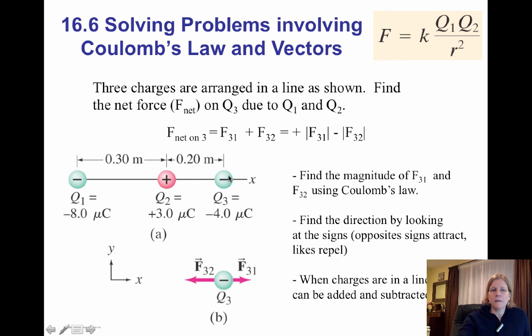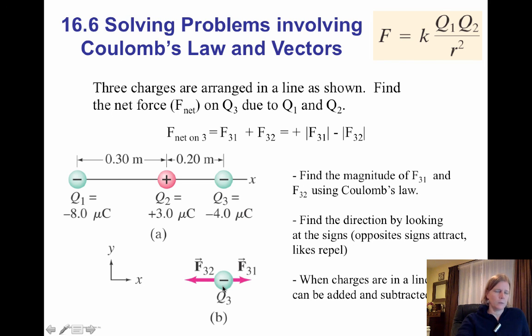And then I need the force on 3 due to 2. They are opposite charges, they attract. So the force on 3 due to 2 is going to be towards particle 2, which is to the left. That's my negative direction, so that's going to be a negative vector. So because they're in a line, I can just add and subtract these values.